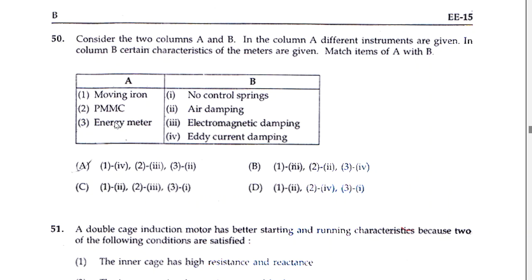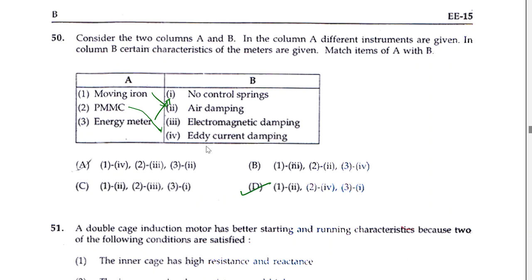As you know, the PMMC instrument uses eddy current damping here. And moving iron instruments use air damping here. Air friction damping it will be called, and the energy meter has no controlling springs here. So based on this, D is the right option. Next one.